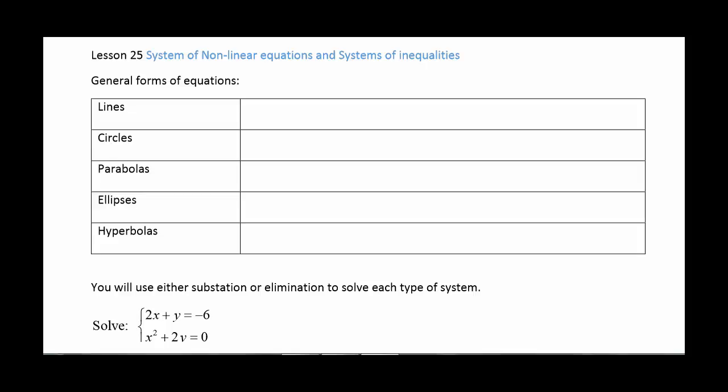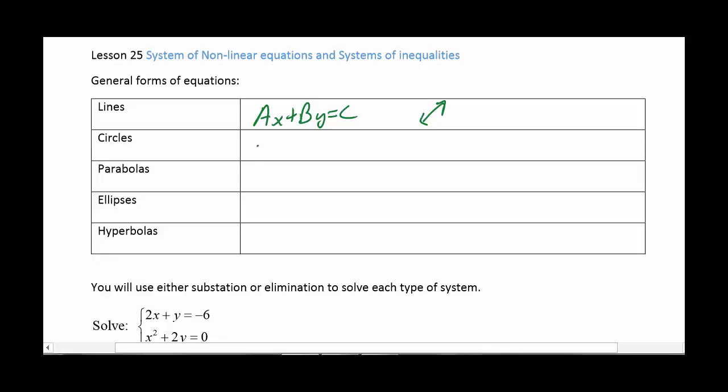So for example, linear equations look like ax plus by equals c. So there's some x, some y, and lines look like lines. Nothing shocking there. We actually are really good at lines because we've seen a lot of them.